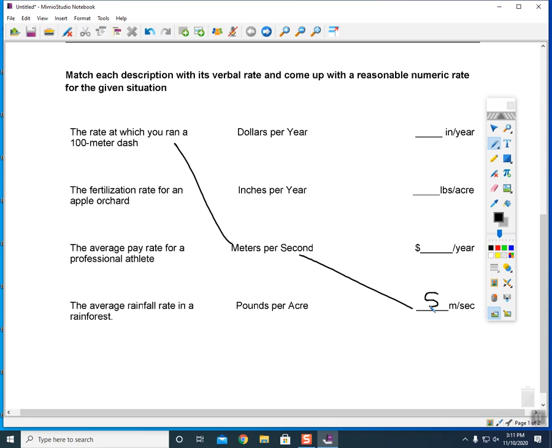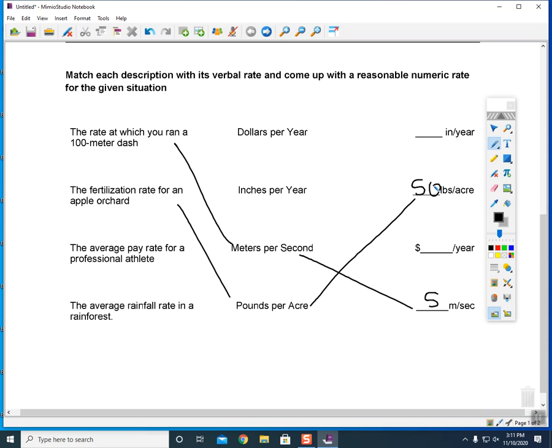So the next one, the fertilization rate for an apple orchard. If I'm talking about an apple orchard, I'm talking about a farm. So pounds per acre seems like a good fit for that one. Got pounds per acre over here. And I actually looked this one up because I wasn't sure what the best fertilization rate would be. What I found was they told me that 50 pounds per acre was a good estimate. Maybe you know more about farming than I do, and that's completely wrong, but that's what I found.